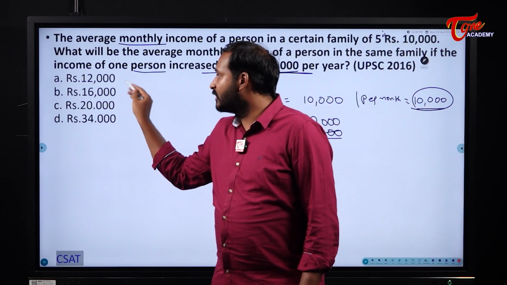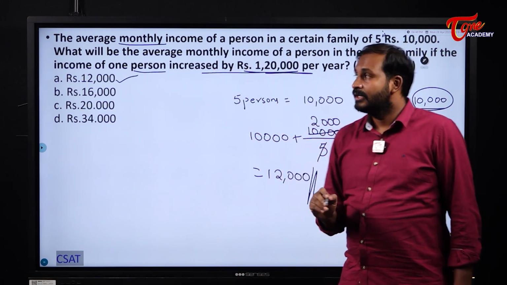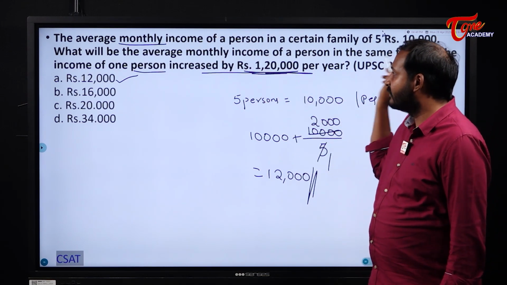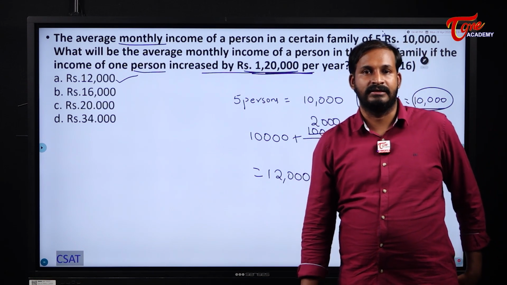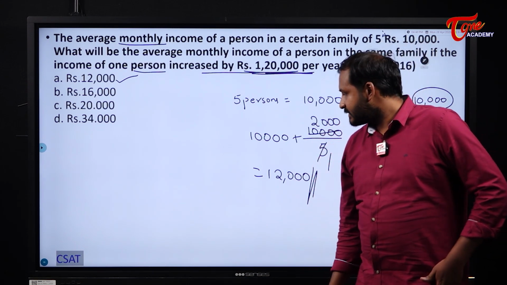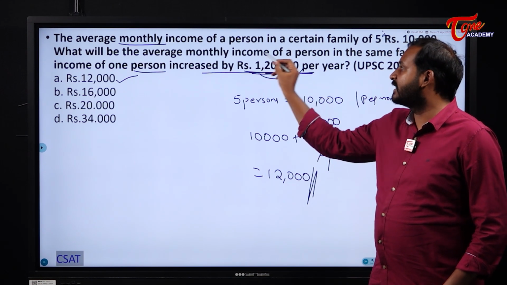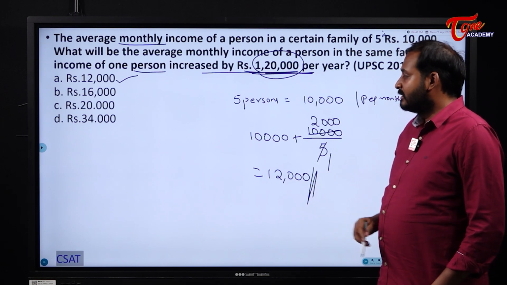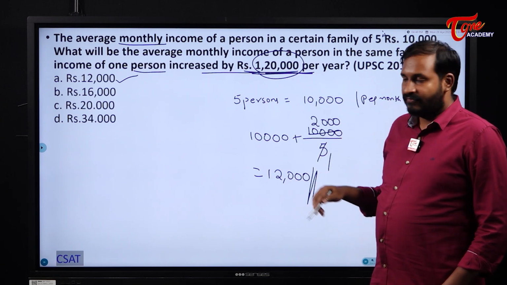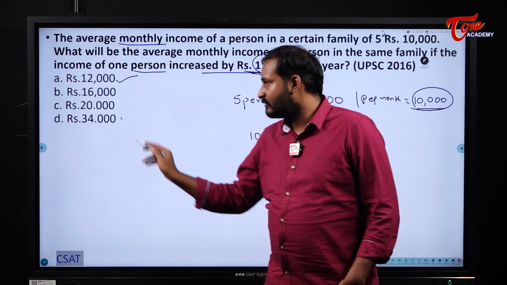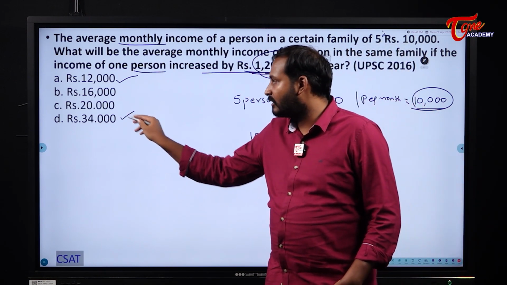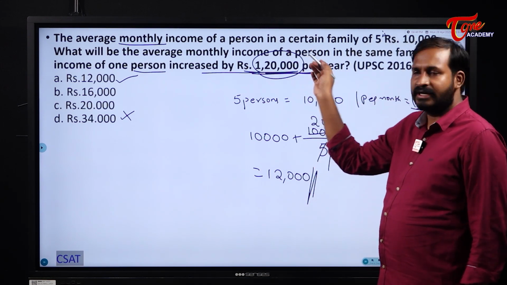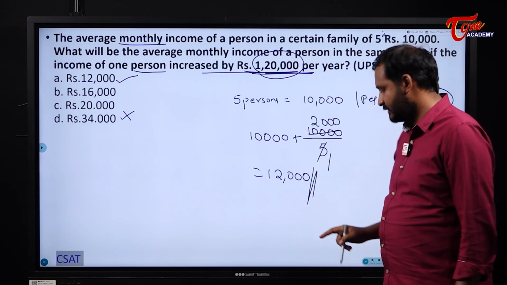So students, please be careful. Here they gave us the monthly average income, and the salary was increased by 1,20,000 per year. Some students directly say the overall increase is 1,20,000, divide by 5, get 24,000, and mark the answer as 34,000. That is completely wrong. It is a simple concept, but they will try to confuse you with this type of question.